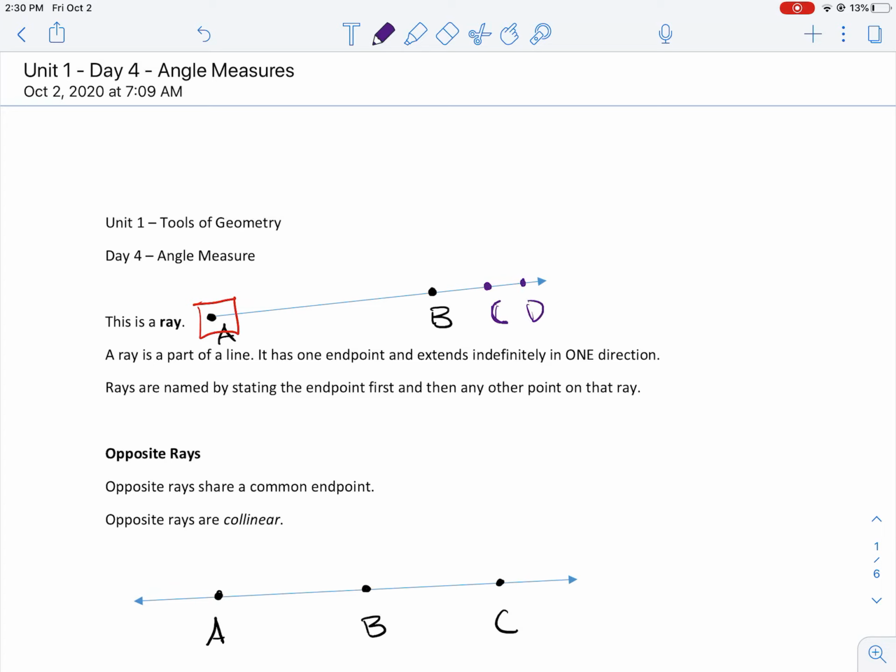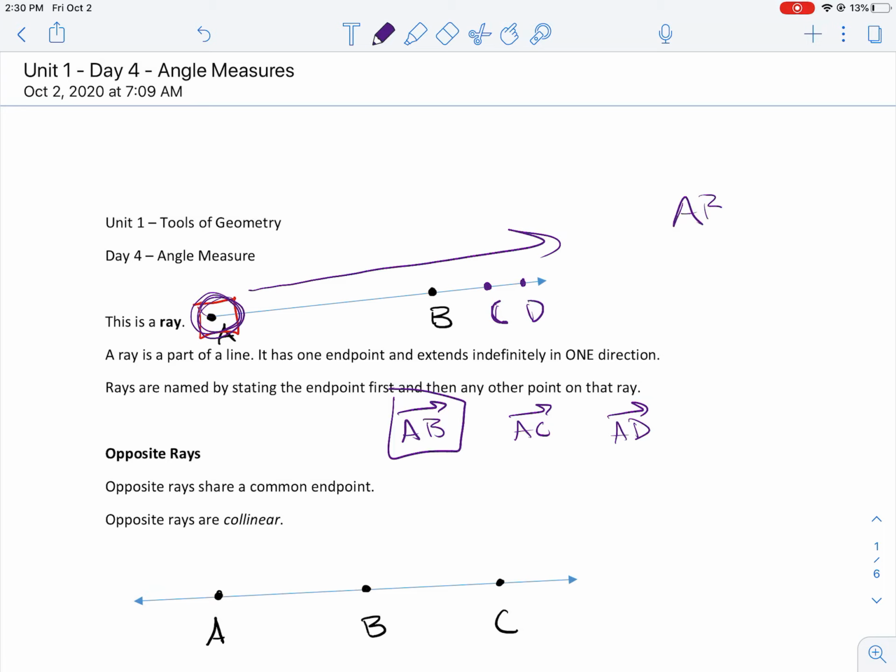And so if I wanted to name this ray, I would start with my endpoint, which is A, and then I could go AB, I could go AC, I could go AD, okay? All we need is just to include another point on that line, but if you notice, we always start with the A, or your endpoint, and then whatever direction you're going, right? In this case, we run into B, run into C, run into D. Okay, so rays are named by stating the endpoint first, and then any other point on that ray. And if you notice, above AB, I have this little arrow, okay, with only one arrow on it, and so that signifies that it's a ray, okay.